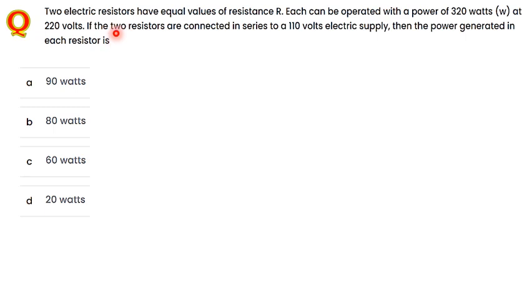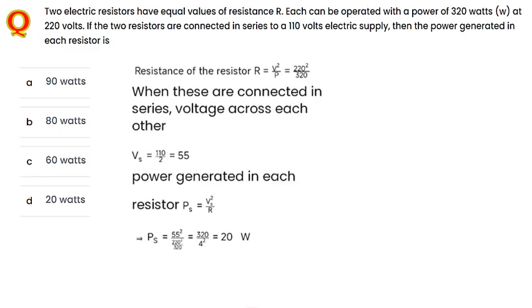And if two resistors are connected in series, what they have given additionally is that the two resistances have been connected in series to a 110 volt electrical supply. Actually it can be operated with 220 volt, but it has been connected to only 110 volt. Then the power generated in each case is what they are going to ask. Now in this case you just go through this one.